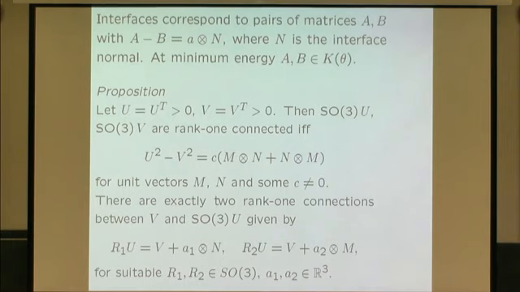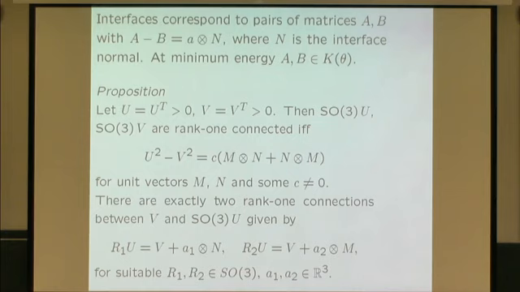So suppose that you take two positive definite symmetric matrices, U and V, and you look at the corresponding energy wells SO3 U and SO3 V. Then they're rank 1 connected, namely there are pairs of matrices, one on one well and one on the other, which differ by a matrix of rank 1, if and only if the difference between U squared and V squared has the form of a non-zero constant times (m tensor n plus n tensor m), where m and n are unit vectors.